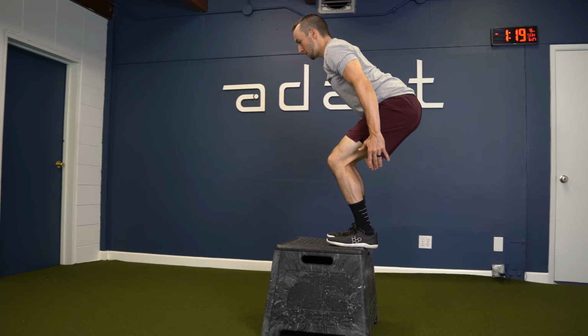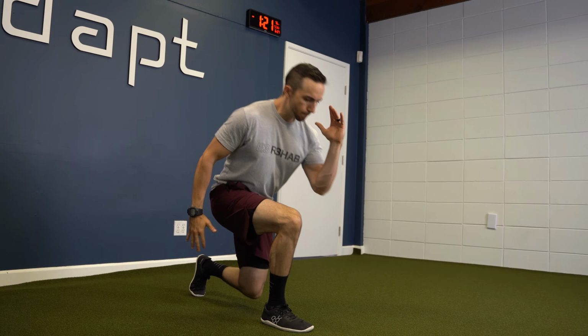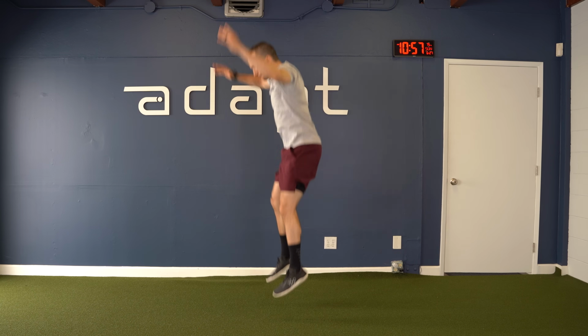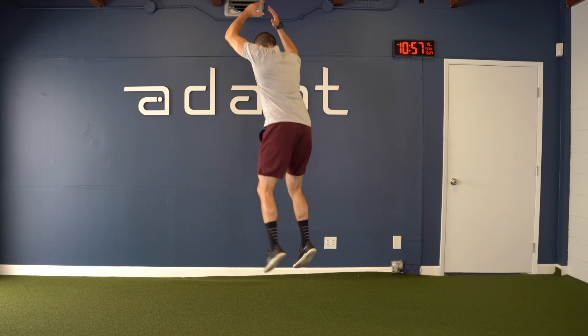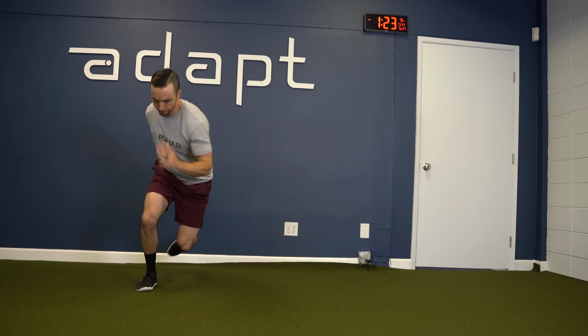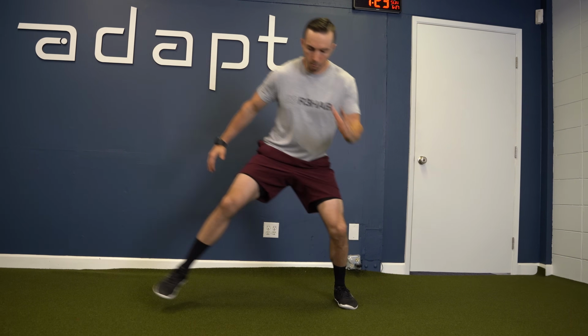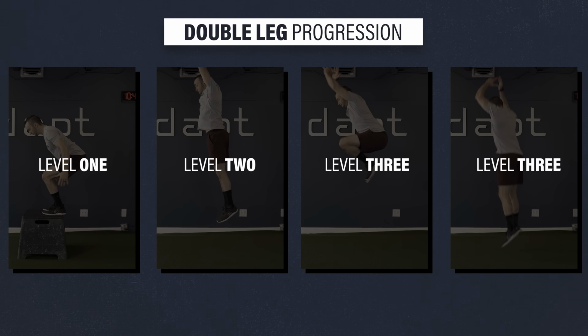These jumping and deceleration drills will start with a vertical or forward component and progress to movements that expose your knee to rotational and lateral forces. Here are 2 progressions. Option 1, double leg progression.